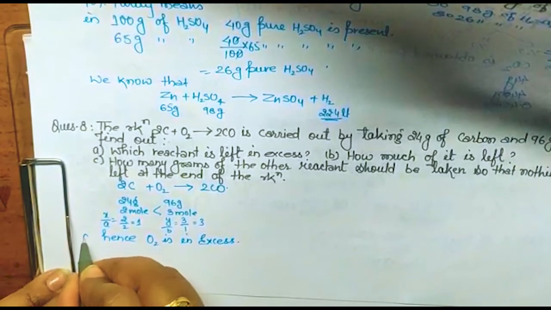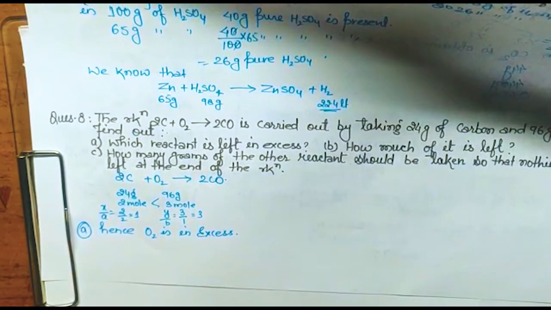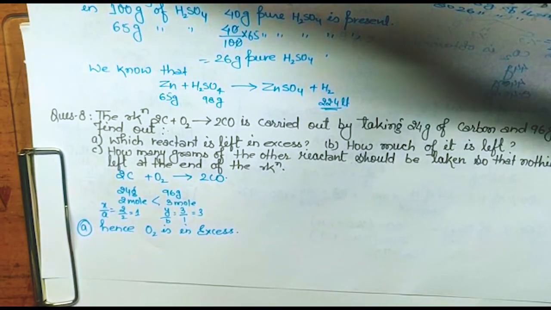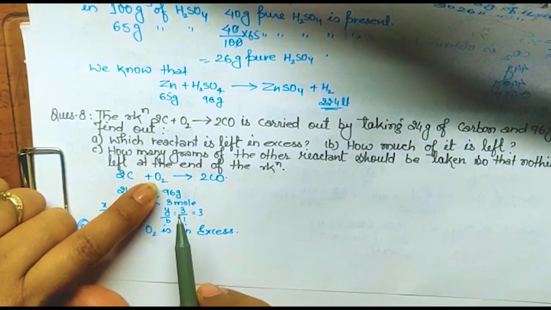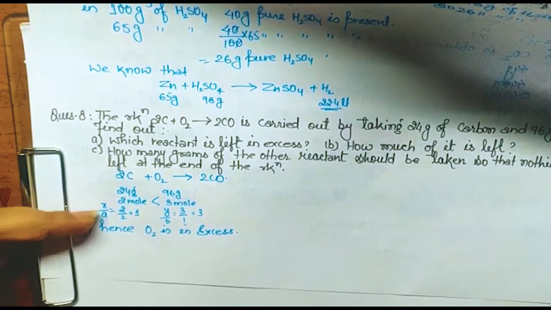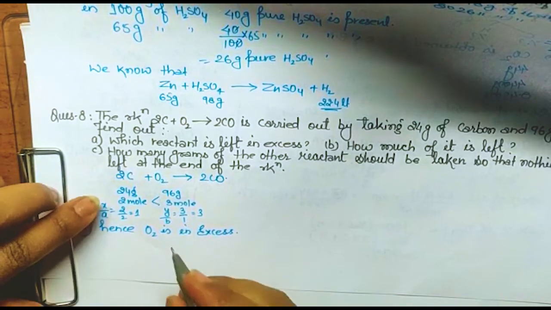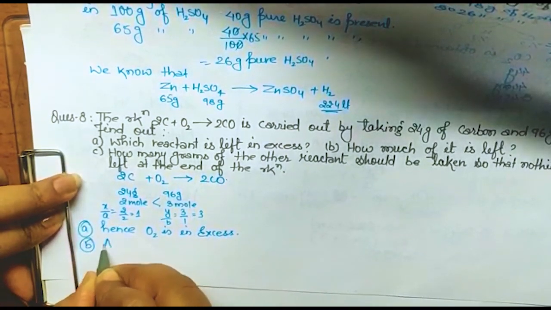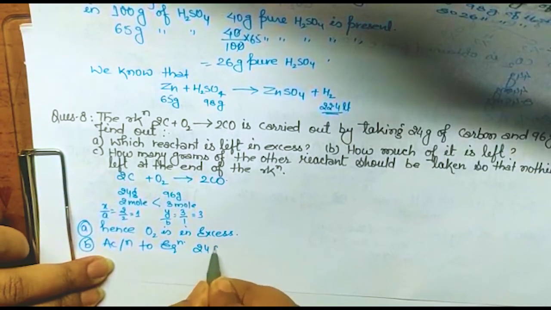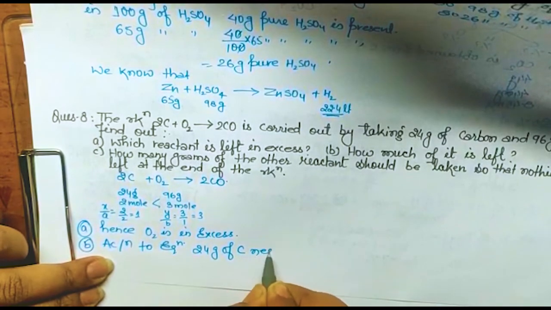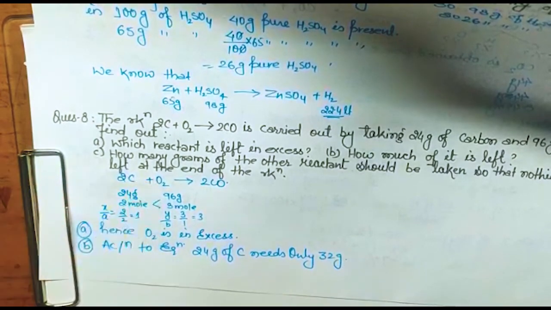So we got this answer first. A, O2 is in excess. Now how much of it is left? बचता कितना है? So how to check? See, in this equation, 32 gram, we want with this 24 gram, how much oxygen is reacting? 32 gram only. Yes. According to question B part, according to equation, 24 gram of carbon needs only 32 gram, isn't it? 16 twos are 32 gram of oxygen.